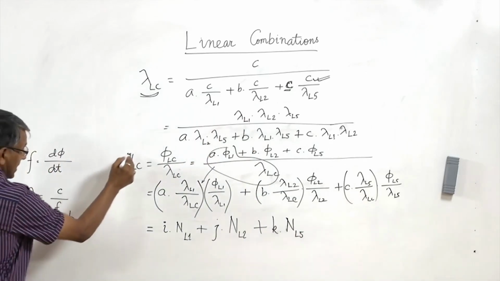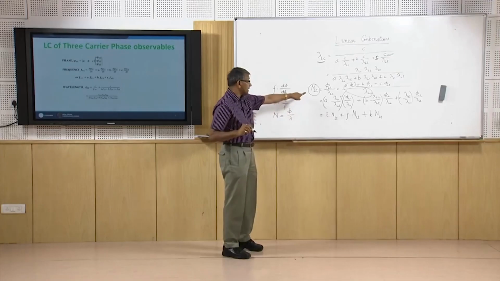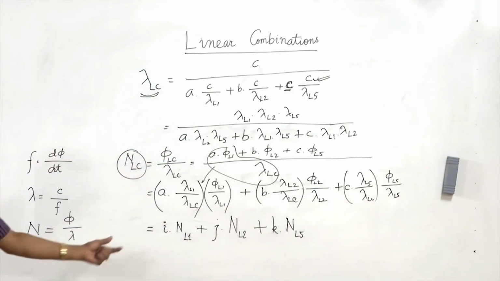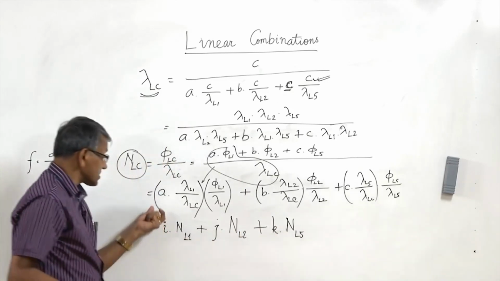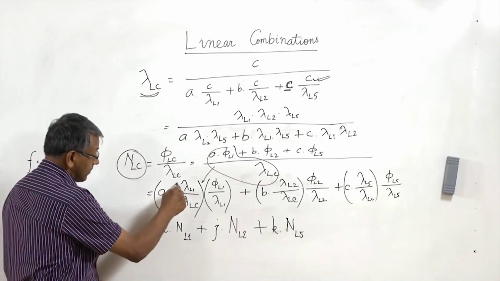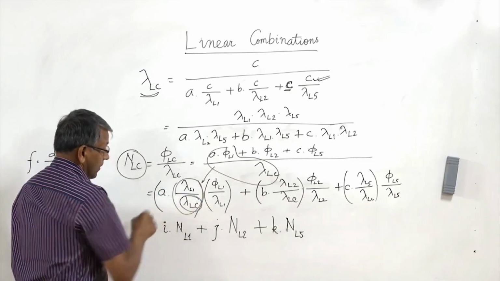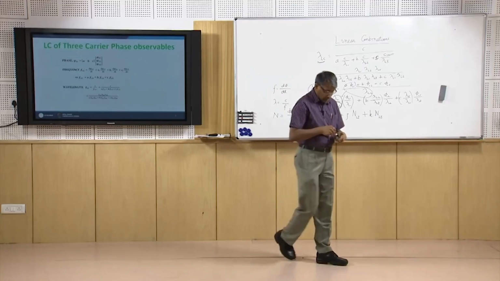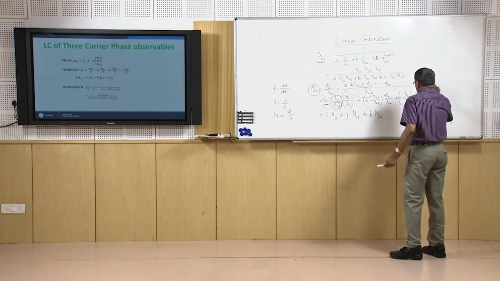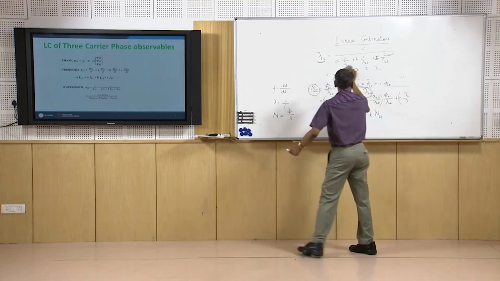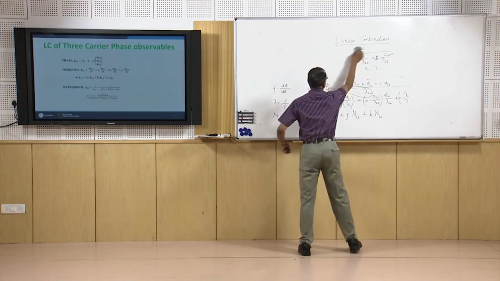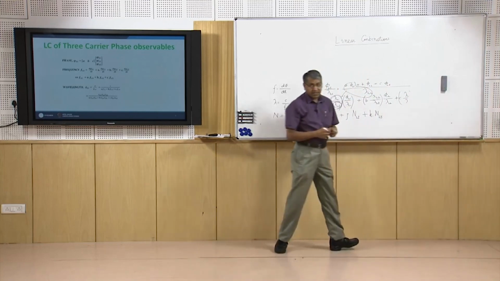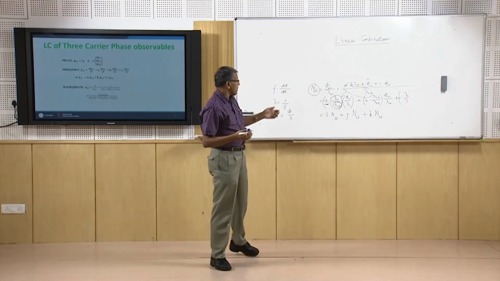So we see that the integer ambiguity of the combined signal is a summation of the integer ambiguity of the individual signals multiplied by some constants. These constants again depend upon the wavelength of the signal as well as the wavelength of the combined signal and a factor A. So in this way we can get the different characteristics of the combined signal, which really provides us an insight into the nature of the combined signal.